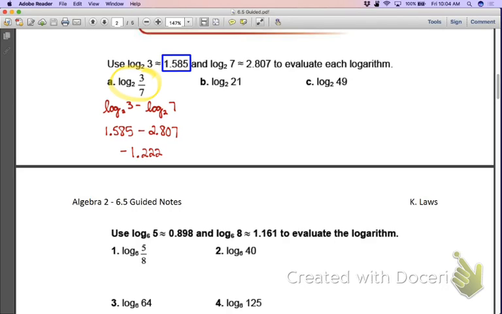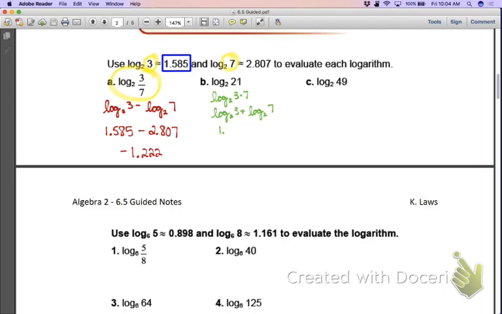So, same way with B, if I have log base 2 of 21, the only values that I have here are 3 and 7. What's another way that I can write 21 with the numbers 3 and 7? 3 times 7, right? So, this is really the same thing as log base 2 of 3 times 7. So how am I going to rewrite this? What am I going to do with my two values? I'm going to add them. So I'm going to have log base 2 of 3 plus log base 2 of 7.